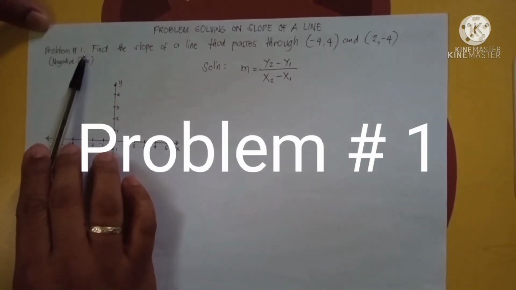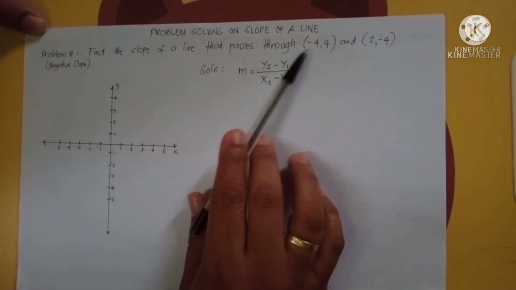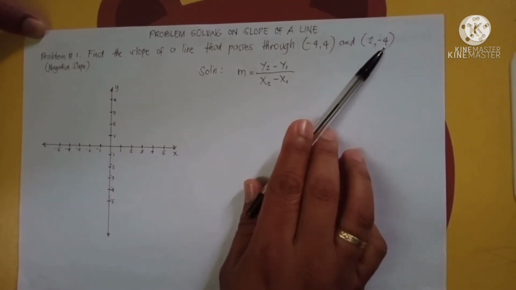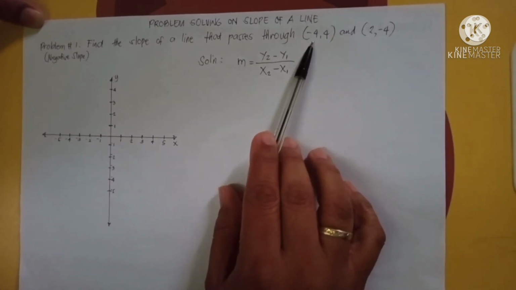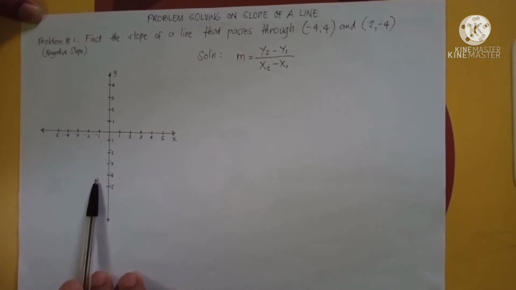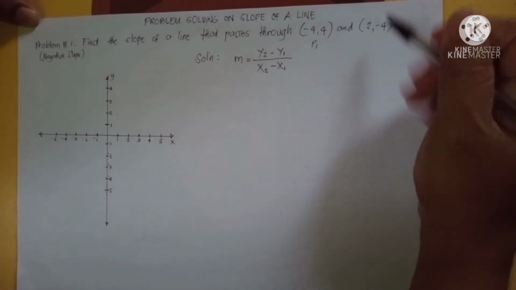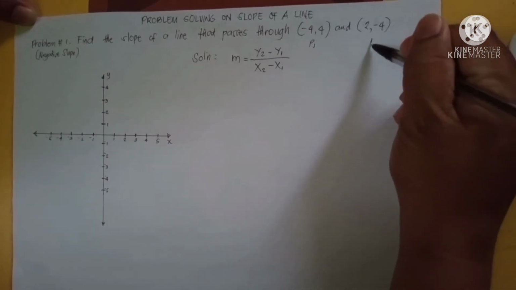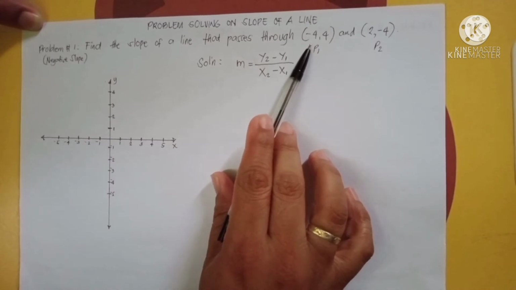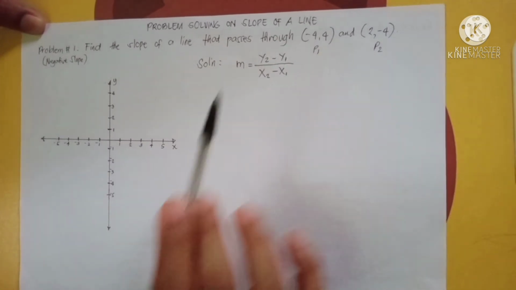Problem number 1. Find the slope of a line that passes through negative 4, 4, and 2, negative 4. First, we will graph these 2 points on this Cartesian plane. So this is our first point, and this is our second point. So our first point is negative 4, 4. So this is our x, negative 4.